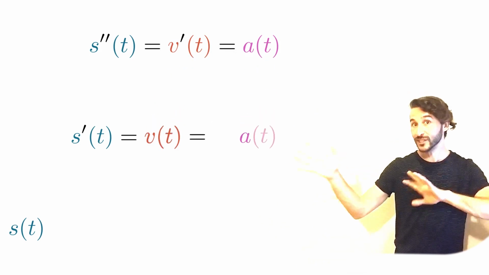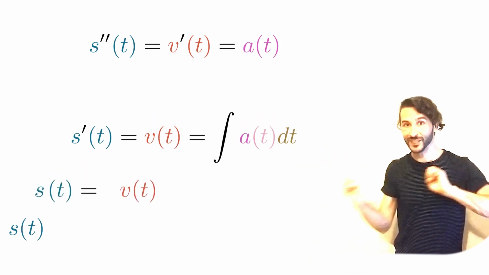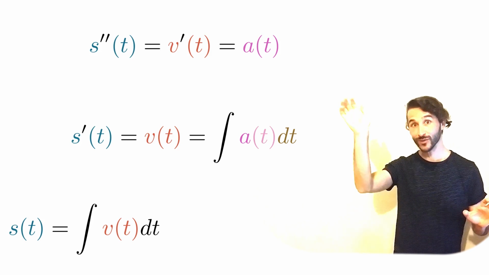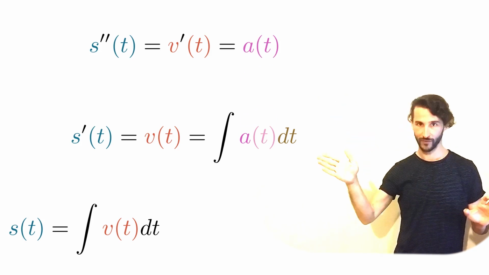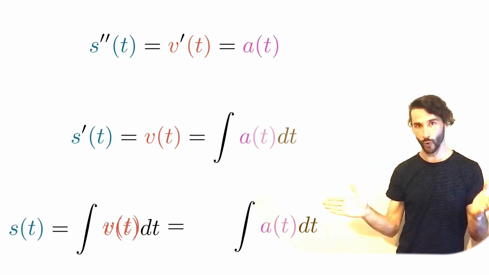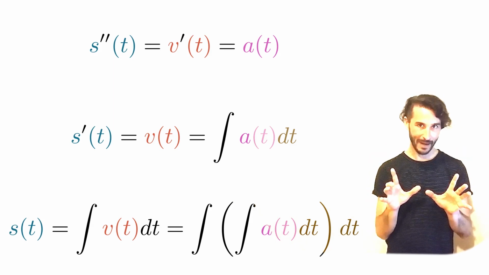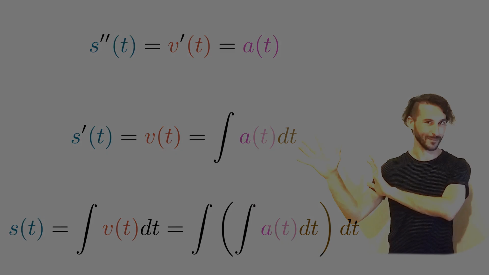Now, since the process of integration is the inverse of differentiation, we can rewrite all this in terms of integrals. Velocity is the integral of acceleration, and displacement is the integral of velocity. Hence, if we integrate acceleration once, we find velocity, and if we integrate it twice, we find the displacement. Now, we're ready to solve a kinematics exercise involving these three concepts.